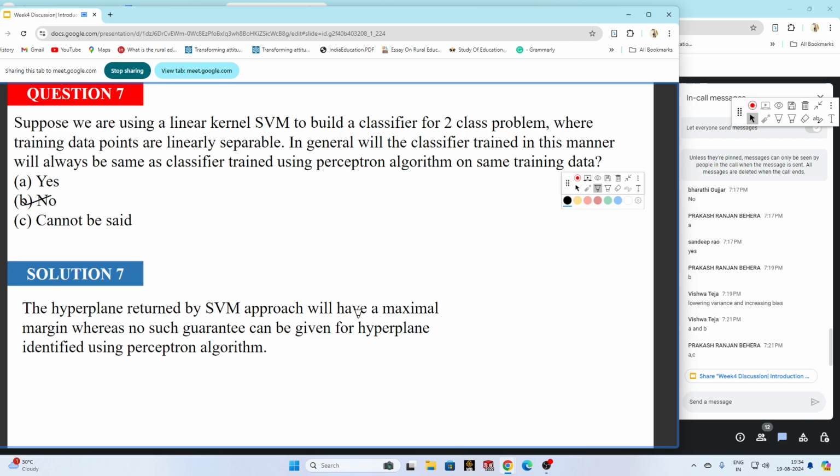For the perceptron learning algorithm, we are initializing some weight and then we are updating the weight so that we can vary the slope of the line and we can get rid of the misclassified point. But in case of support vector machine, we are talking about maximizing the margin of the support vectors. So we are talking about a maximal margin approach. That is why SVM and perceptron learning algorithm are not the same. So option B is right.